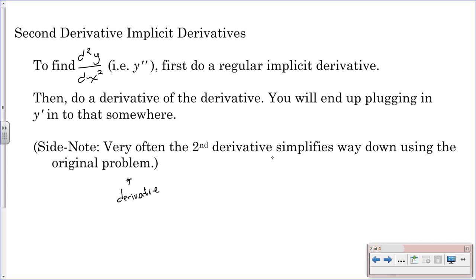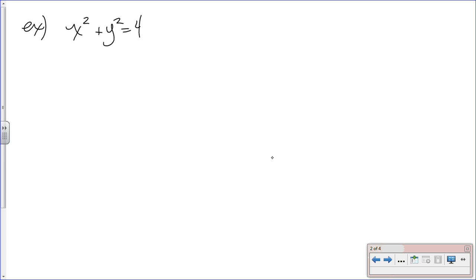Let's look at what this actually means. So here's our example: x squared plus y squared equals 4. First thing we're going to do is take our first derivative. We're going to have 2x plus 2y, y prime equals 0.